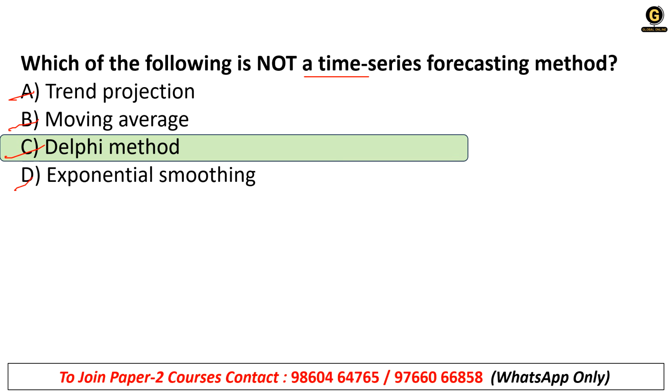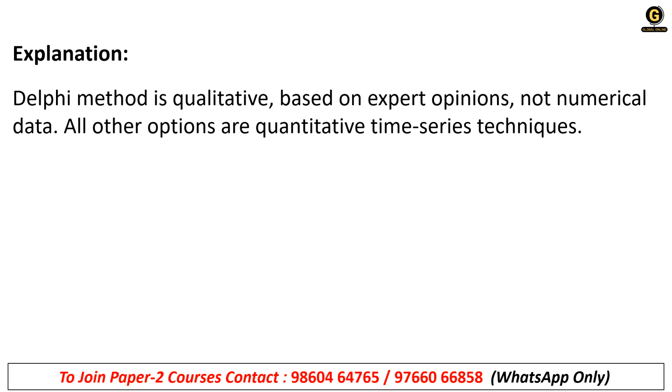So the right answer is option C, Delphi method. The Delphi method is qualitative, based on expert opinions, not numerical data. All other options are quantitative time series techniques. So this is the difference between the options. The Delphi is qualitative, which is based on expert opinions.